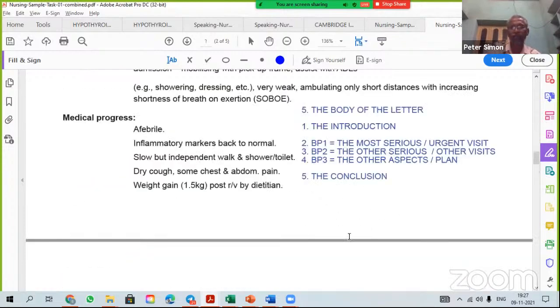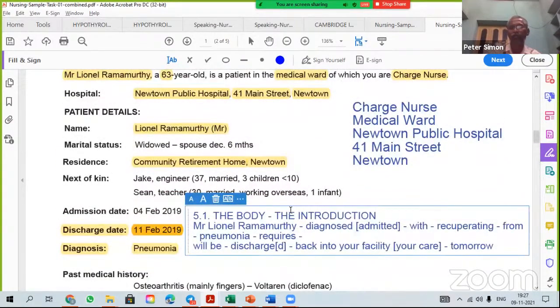Requires regular monitoring or ongoing monitoring. Monitoring and appropriate management. Managing his condition. Regarding many other things, physical activities, exercises, dressing changes and many other things. So that is how you have to follow this. That is how you have to follow it up.